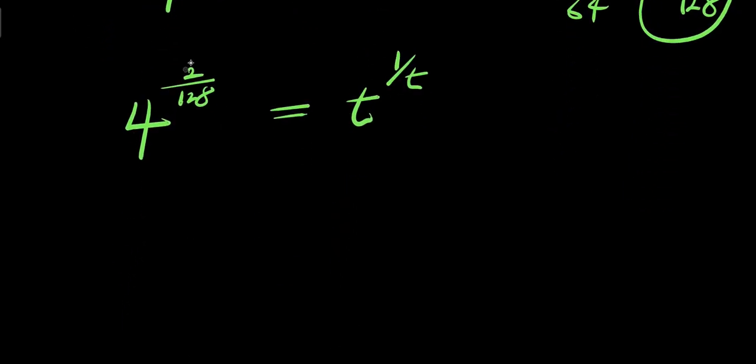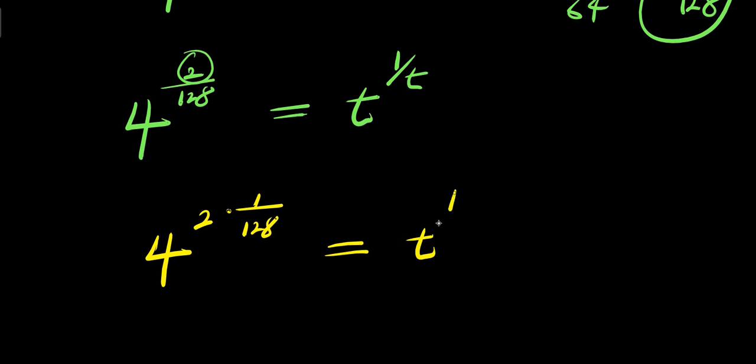So the next thing we are going to do is to factor out 2 from here. We have 4 power 2 times 1 over 128, and this equals t power 1 over t. So what we are going to do is apply the same identity, a power n times n equals a power n, all to the power n.